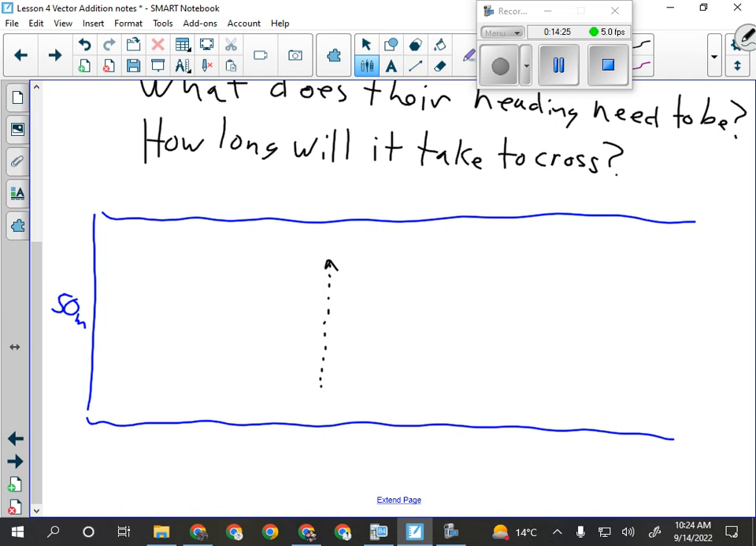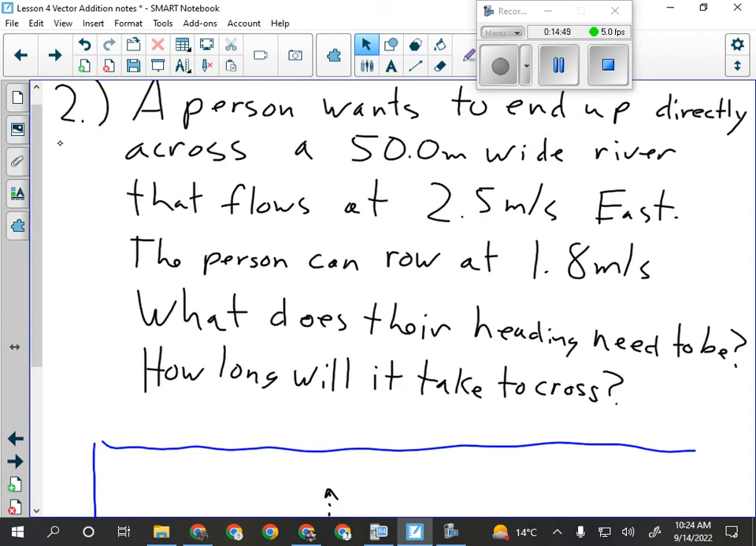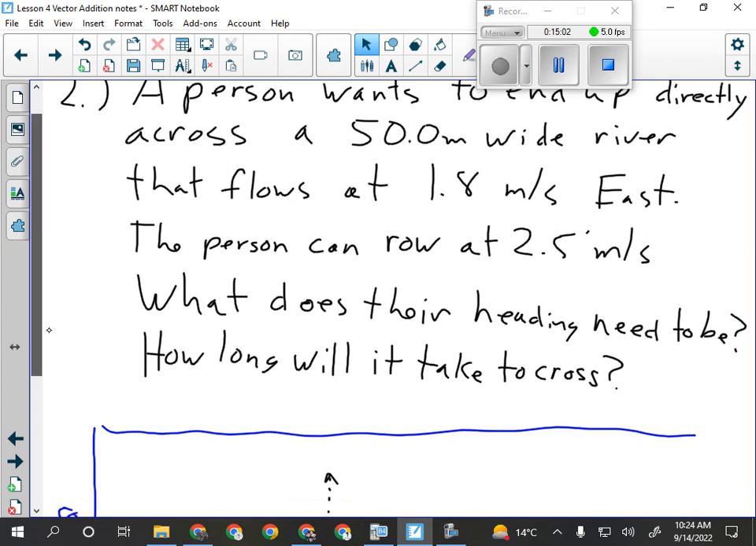But the resultant is the result of the rowing, which is 1.8. Okay, and I think I missed this one. Oh yeah, I reversed the speeds. Those were supposed to be the other way around. Sorry. This one needs to be 1.8, and this one needs to be 2.5. Sorry, got ahead of myself on that one.